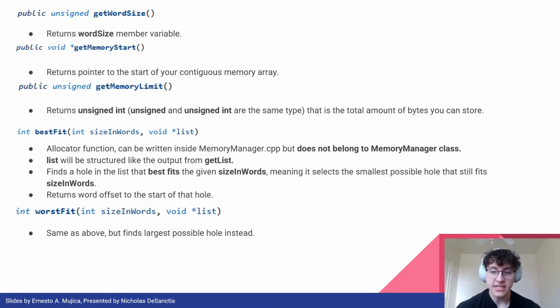So worst fit is the exact same as best fit, but it returns the largest hole that can accommodate your allocation rather than the smallest. So don't overthink what best and worst really mean here. They just mean the smallest and largest holes, and you'll be allocating to the start of the hole you find in both cases.